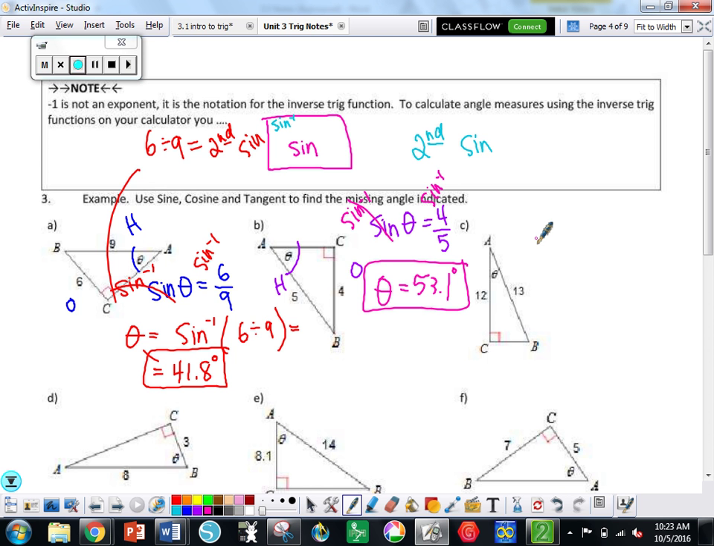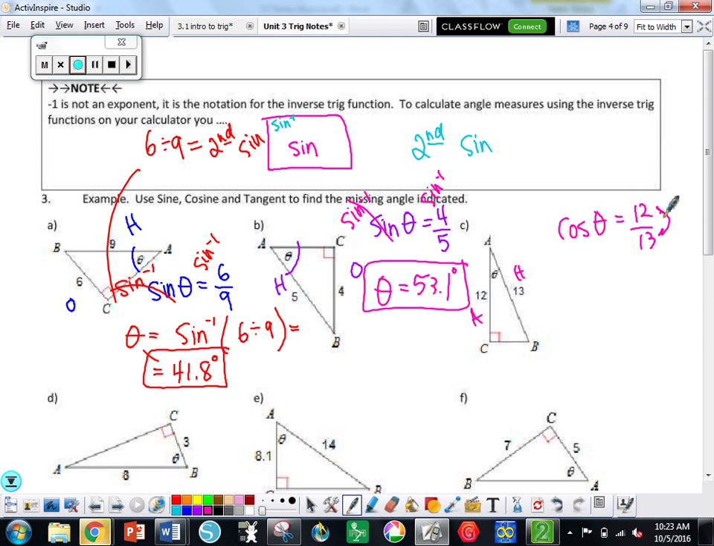Part C, is that sine, cosine, tangent? Cosine. Cosine what? This is A, this is H. Cosine theta equals what over what? Really quick, try to do cosine inverse of 13 divided by 12. Let's pretend like you made a mistake and you switched those two. On your calculator, do the cosine inverse of 13 divided by 12 and tell me what happens.